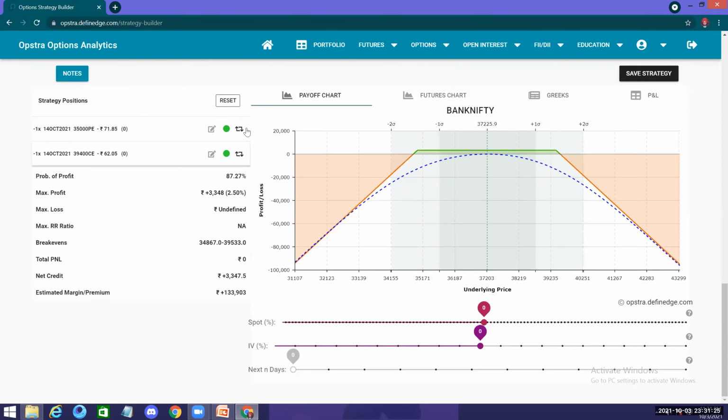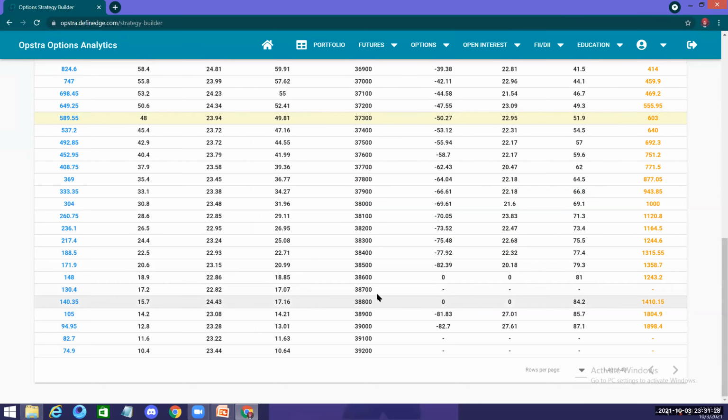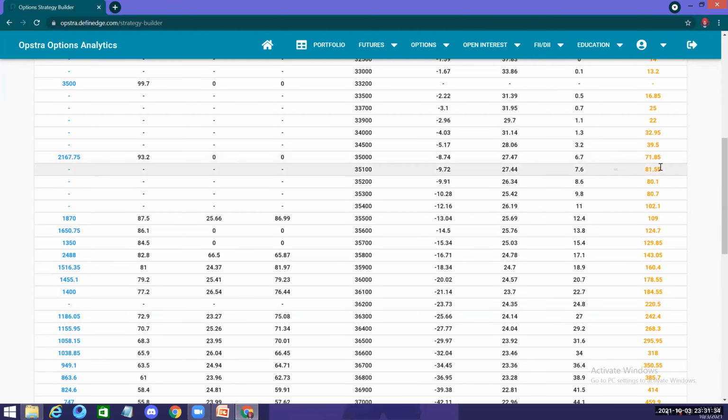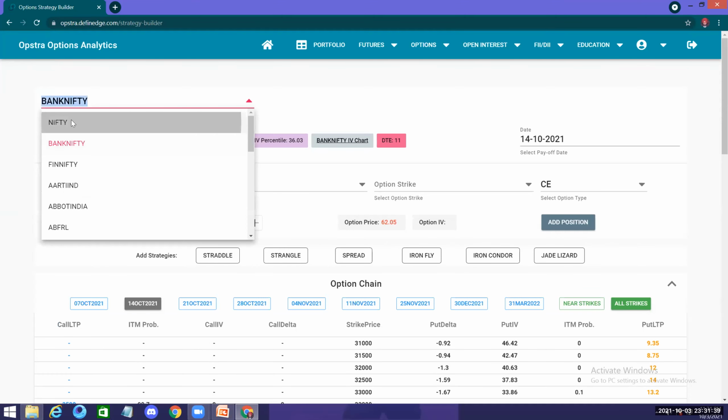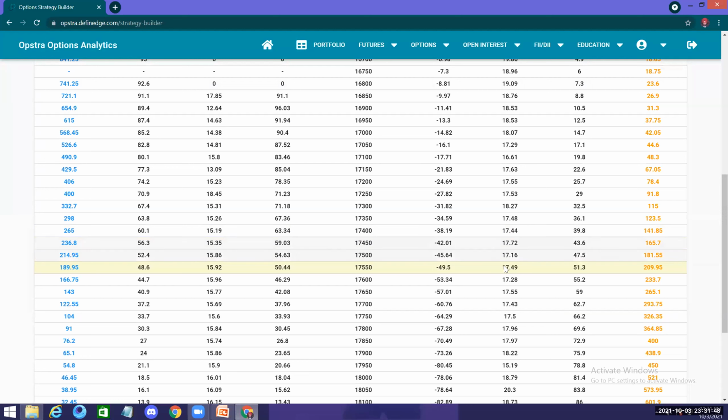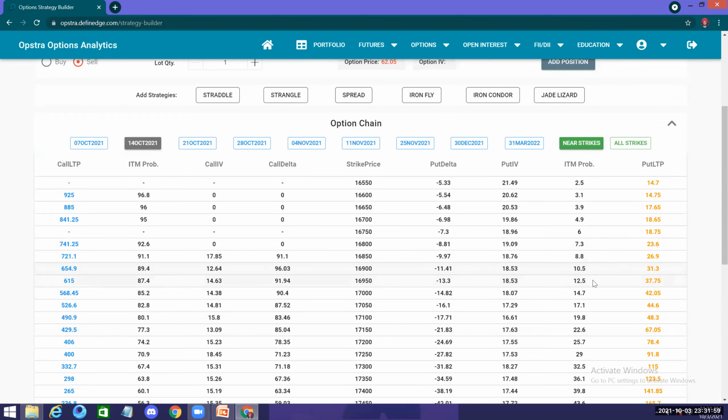Okay, I will show you one more example. Now, if I go and choose all strikes, let's do it in Nifty. We have already done it in Bank Nifty. For Nifty, I would like to take a lesser amount of position. We like to keep somewhere around 40 rupees. The probability, you see in the Nifty, this is 14th October.